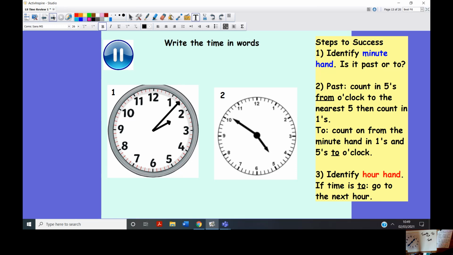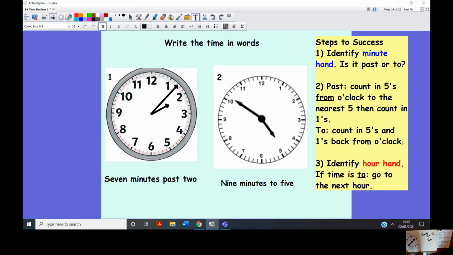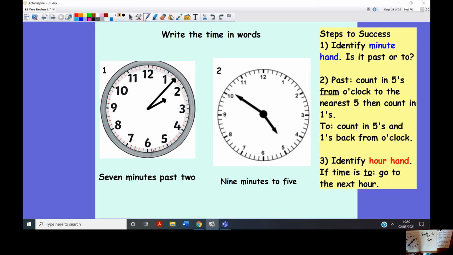Remember to use your steps to success. Perfect. If you need a little bit more time, press pause. Otherwise, we're going to go straight into the answers. 7 minutes past 2 and 9 minutes to 5. Remember, we've used those steps to success. The key one with an analog clock is whether it's to or past the hour. And if it's to, remember, when you're writing the time, you're talking about the next hour.